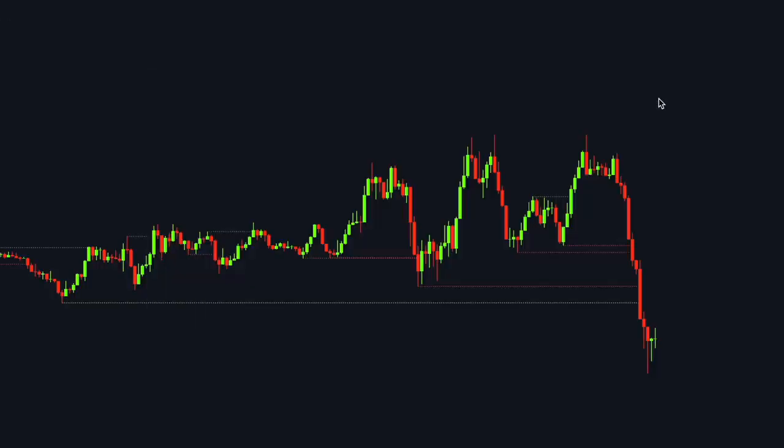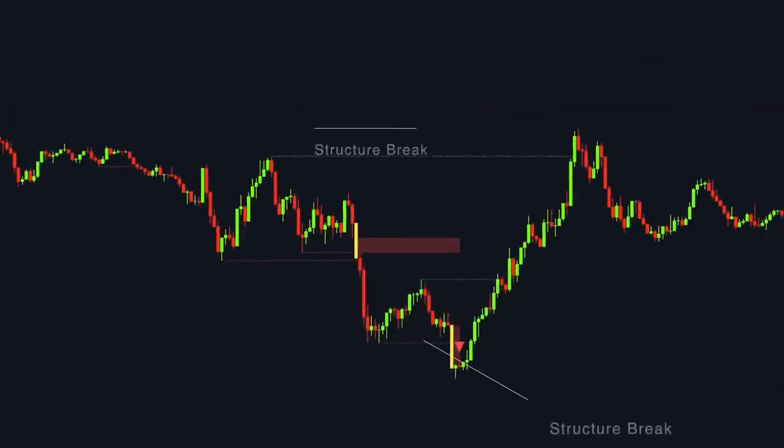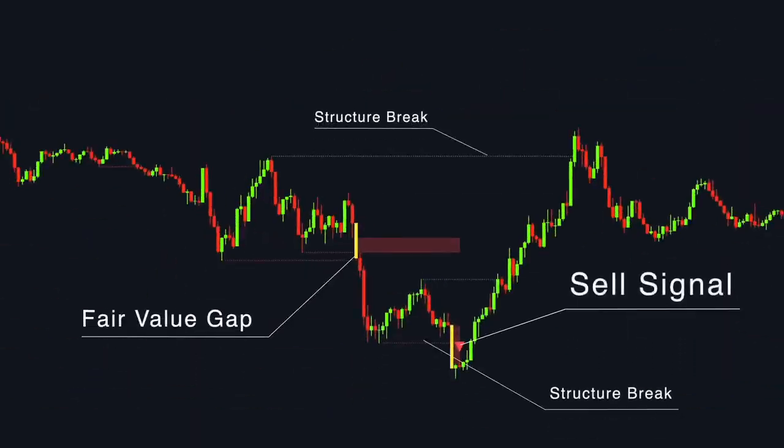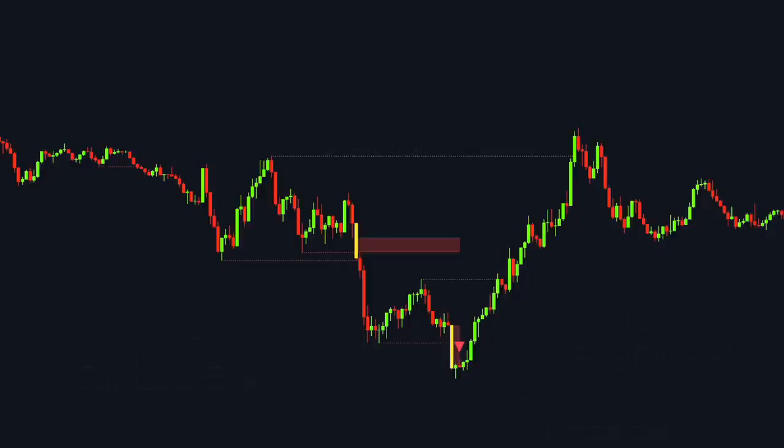This indicator is multifunctional. It displays structure breaks, liquidity taken, fair value gap candles, and buy and sell signals. If some of these terms sound complex to you, don't worry. We will explain everything you need to know about the ICT fair value gap method in a second.